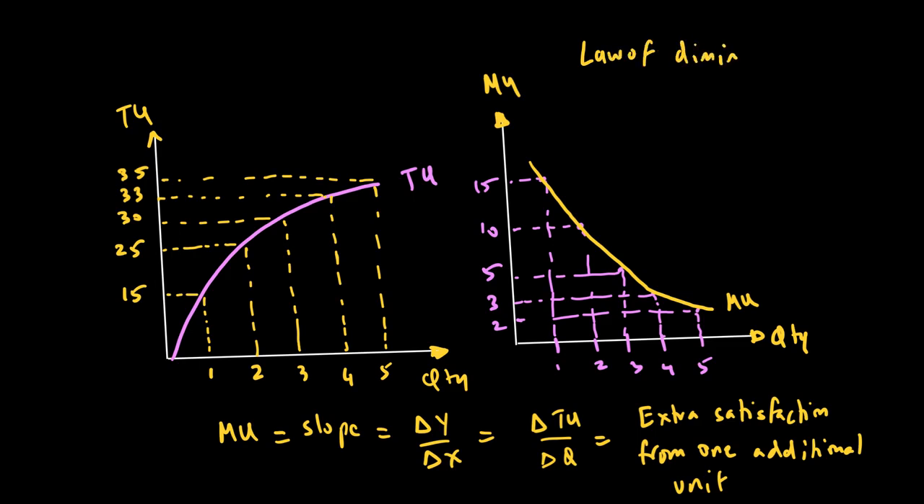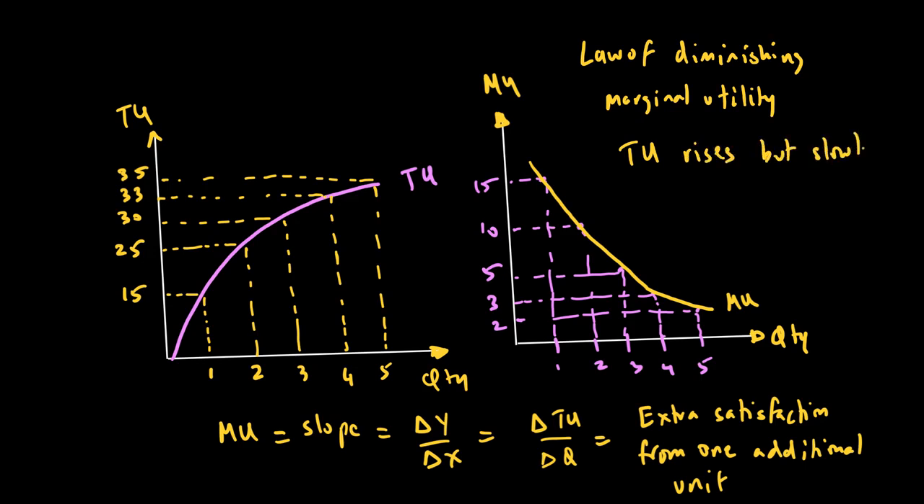diminishing marginal utility, which says that as I consume more and more of a good, my TU rises but slowly, which means the MU falls. This is an important principle to remember, because it holds true for many goods, and if it holds true for many goods, it becomes a law.